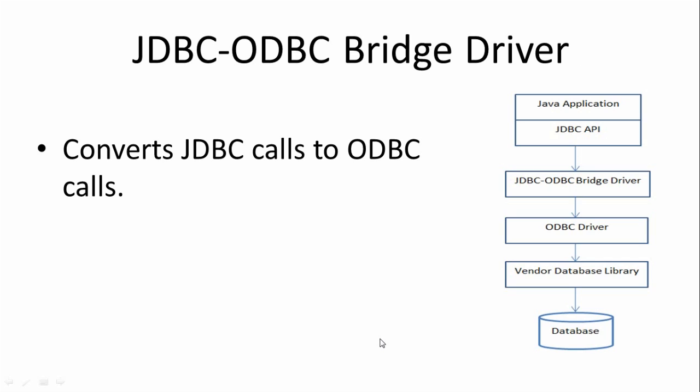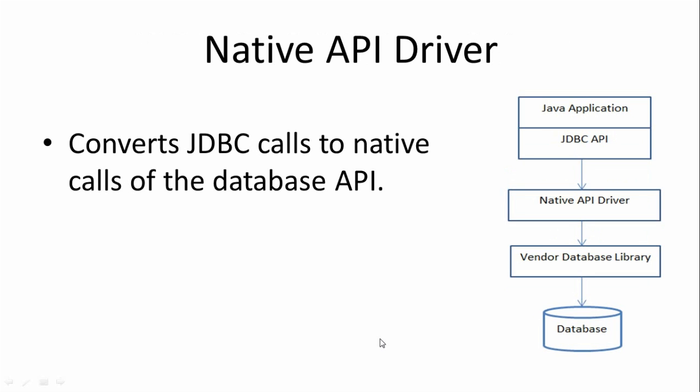Okay, now the next driver is native API driver. Now this native API driver converts our JDBC calls to native calls of the database API. Okay, and these native calls will be understood by the vendor database library, and it will in turn convert those calls to a vendor specific database protocol. Okay, so this was the native API driver.